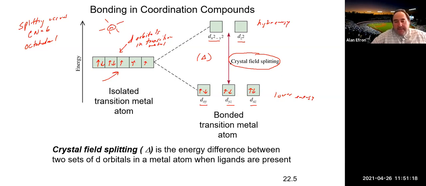And again, depending on how big that split is, it will affect whether we get a lot of paired electrons or a lot of unpaired electrons. Things are paramagnetic, having a lot of unpaired electrons, depending on that split.